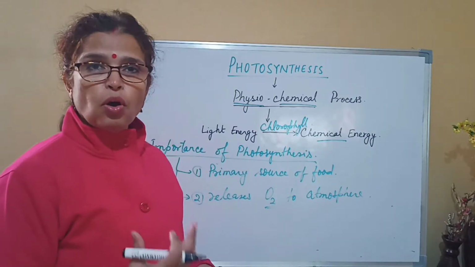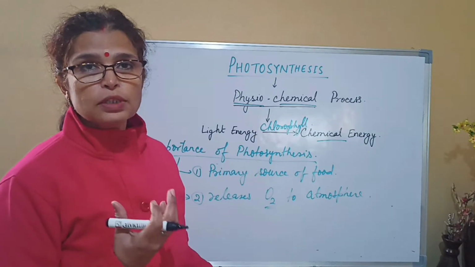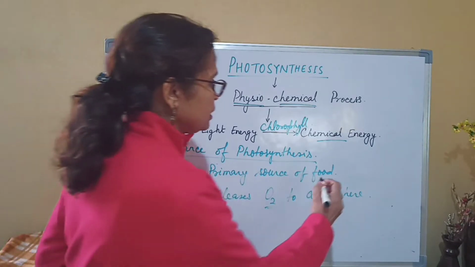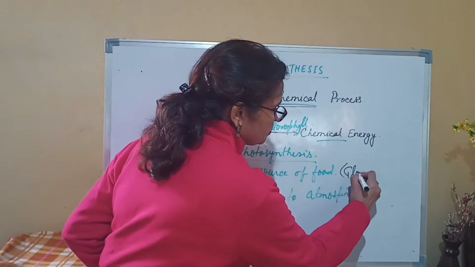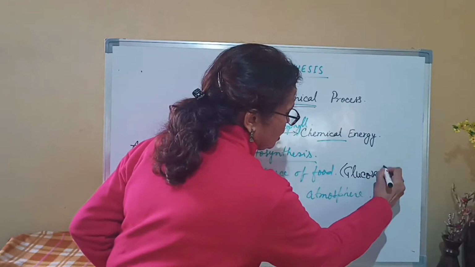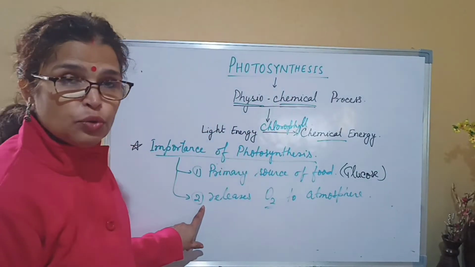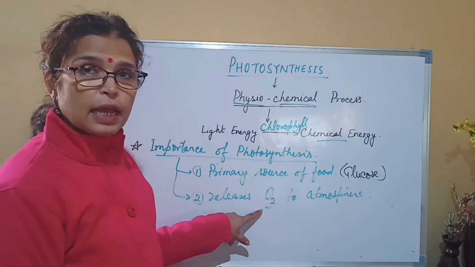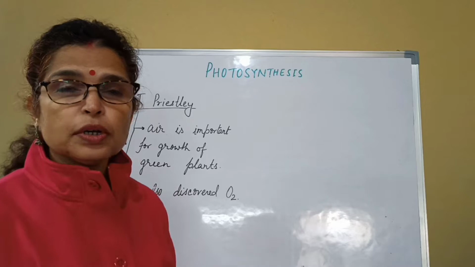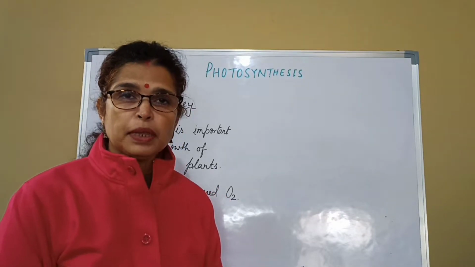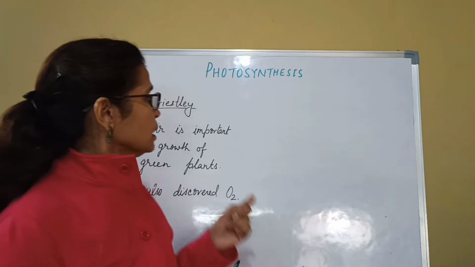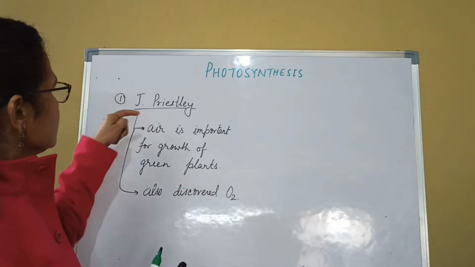Plants, animals, we all need glucose as a food. So by photosynthesis, the plants make the glucose. And secondly, during photosynthesis, oxygen is released as a byproduct, which we will see later on. To understand photosynthesis, many experiments were conducted by various scientists. Let's see one by one.